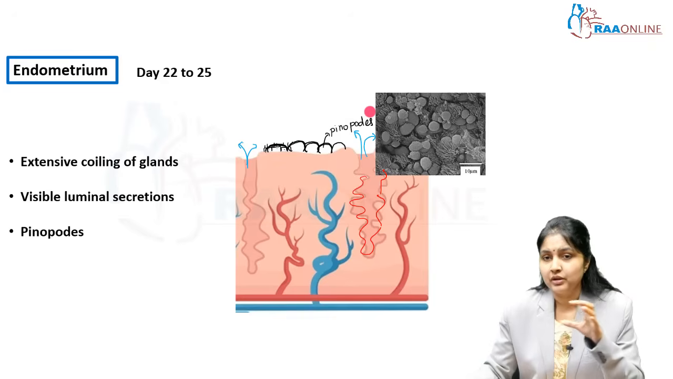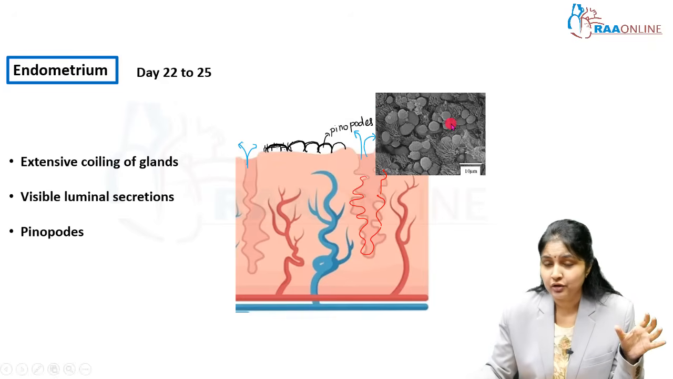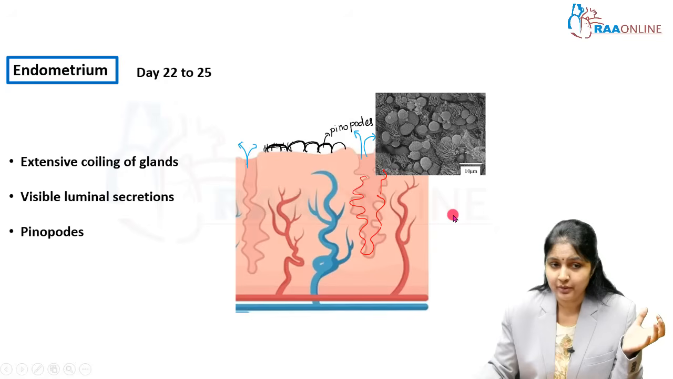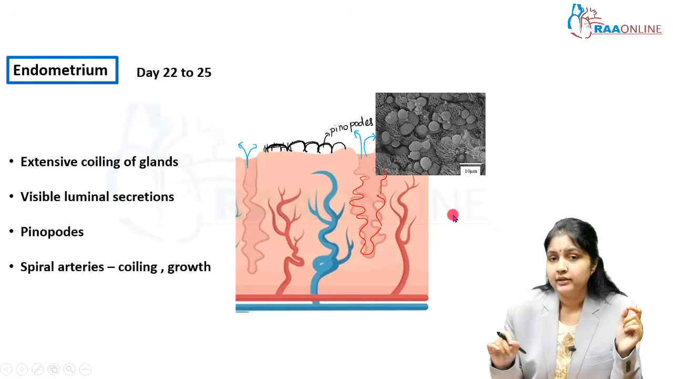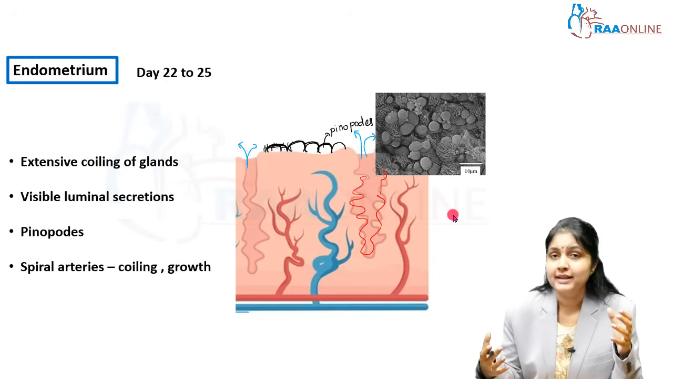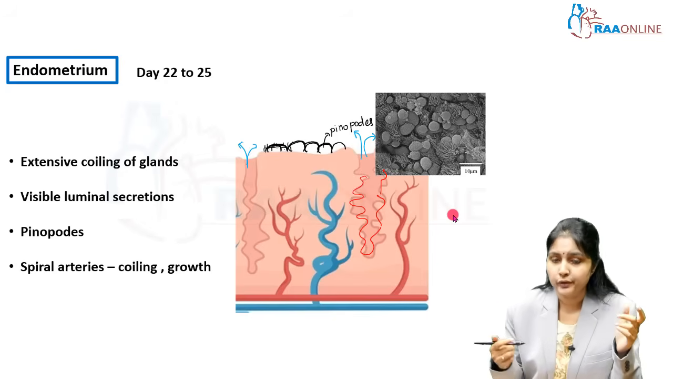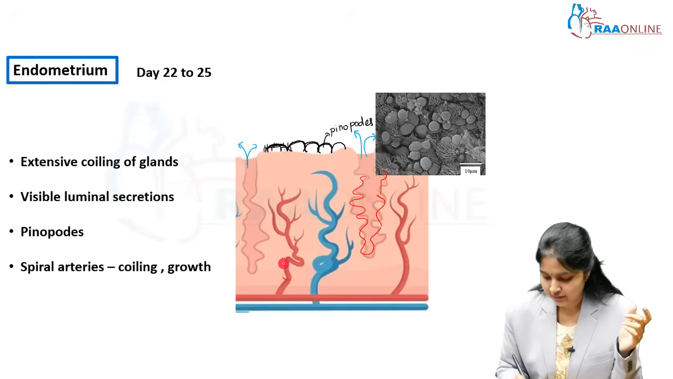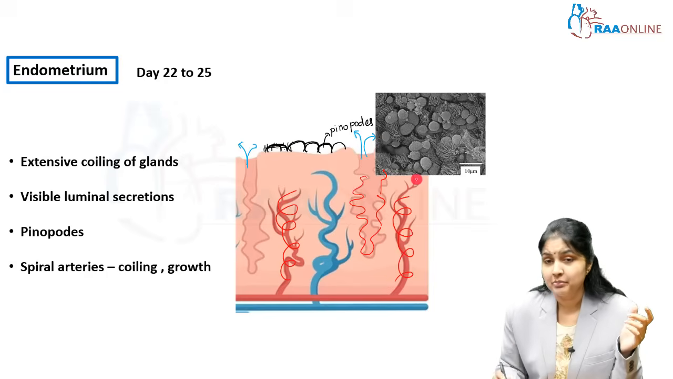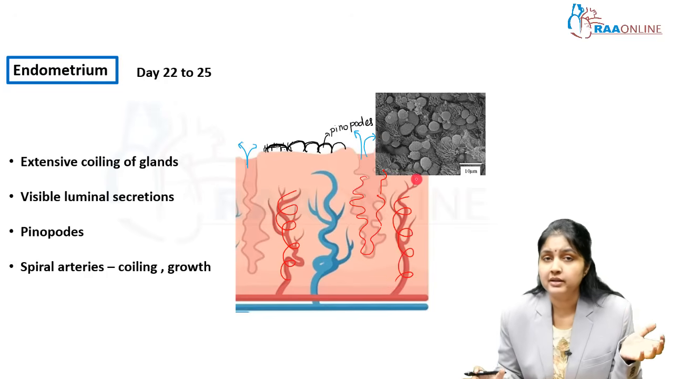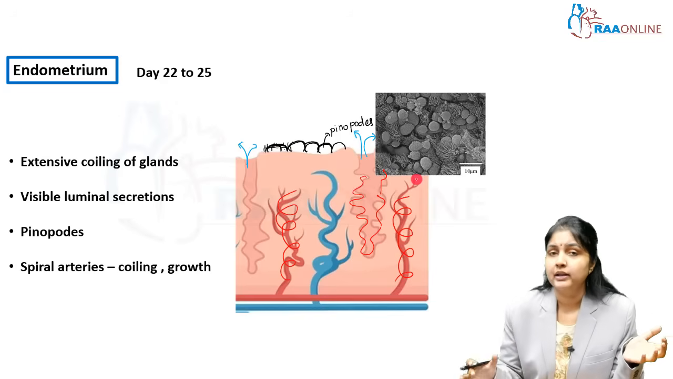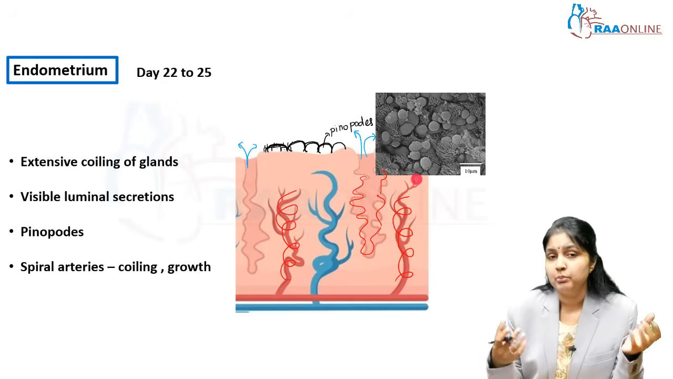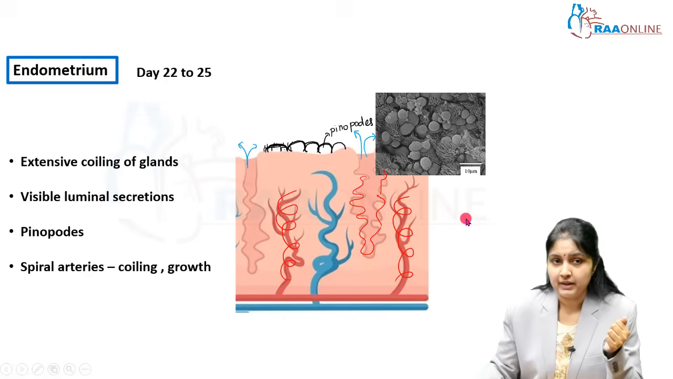So this is how a pinopod will look under an electron microscope, a very pretty flowery appearance. Now looking at the vasculature, the spiral arteries, just like the glands, will undergo a lot of coiling, and there will be an increase in growth as well, to make sure that the endometrium is richly supplied with vasculature to provide adequate blood supply to the embryo that it is going to receive.